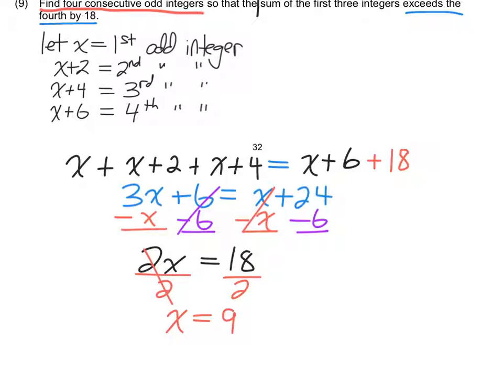9. A little quality control here. You just want to make sure the objective was to get an odd integer. If I came up with something that wasn't odd, I'd be really concerned. All right? But it is odd, so we're good to go. So we know x is 9. And then we could get everything else based off of that.